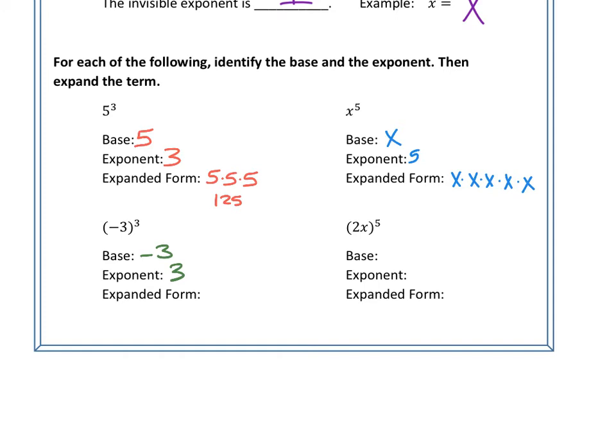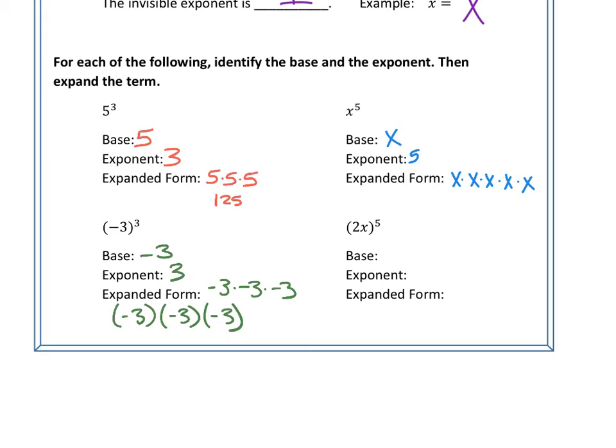Now the expanded form, there's 2 ways you could write it. My preferred way is with the parentheses, because parentheses smushed next to each other means that I'm multiplying. But if you wrote negative 3 times negative 3 times negative 3, that's technically right too. But that's a lot of little symbols happening. I like the parentheses version better, but they're still correct. If they give you parentheses, I would use the parentheses.